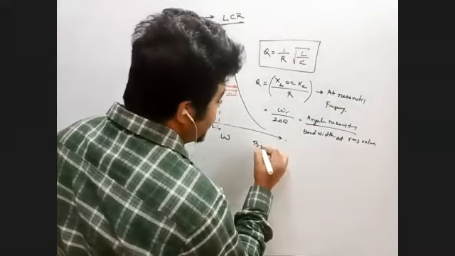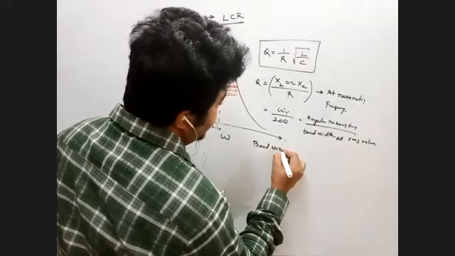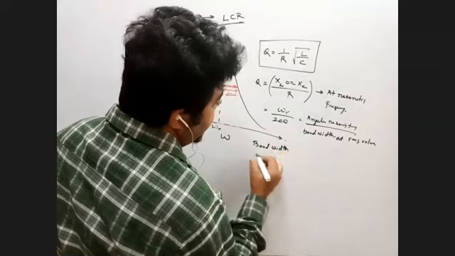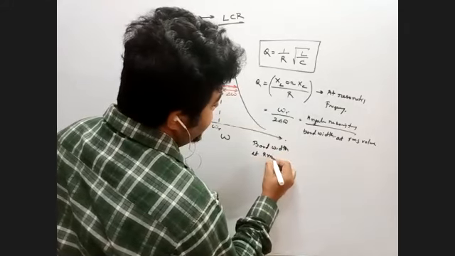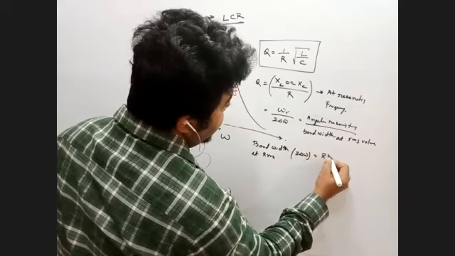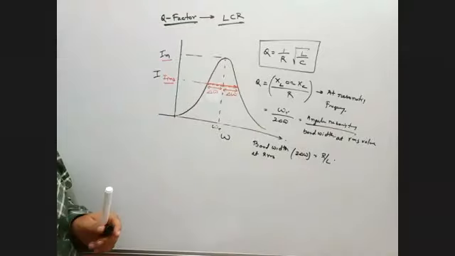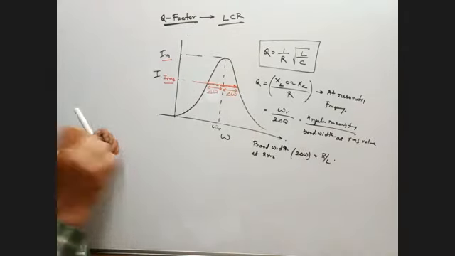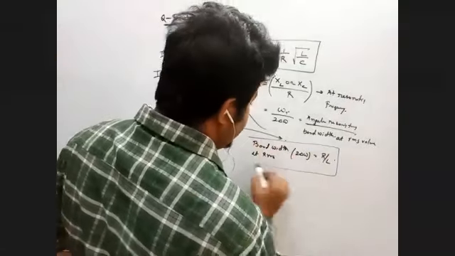Key, that bandwidth at RMS value 2 del omega is R by L. R by L? Yes, R by L. So that also we can prove later on.